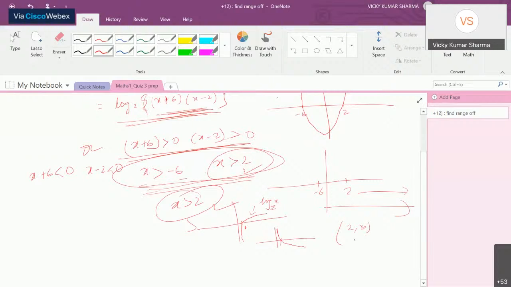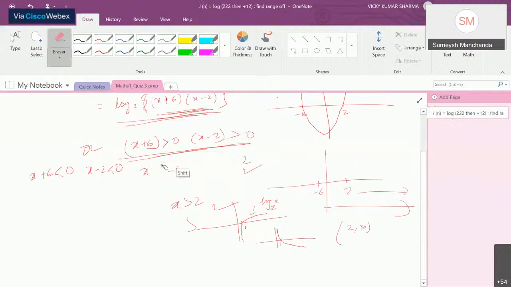Right, sir. You got it? Who asked me this question? No, sir. This is Sumesh. There's still one point I didn't understand. Okay, I'll write it down freshly for you here.